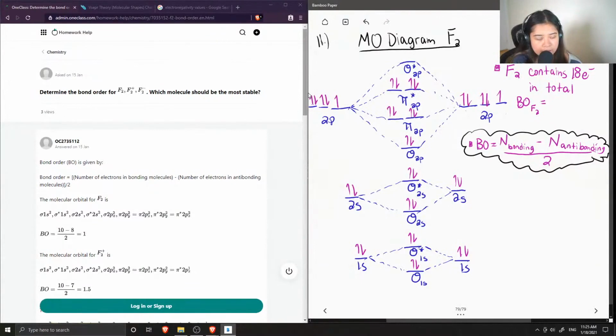The number of electrons in the bonding orbitals are the ones that are in all of the sigma and pi that doesn't have the star. So let's count it out. We have 1, 2, 3, 4, 5, 6, 7, 8, 9, 10. So we have 10 in the bonding, and in the anti-bonding, which is the ones with the star, we have 1, 2, 3, 4, 5, 6, 7, 8. We have 10 minus 8 over 2, which is equal to just 1.